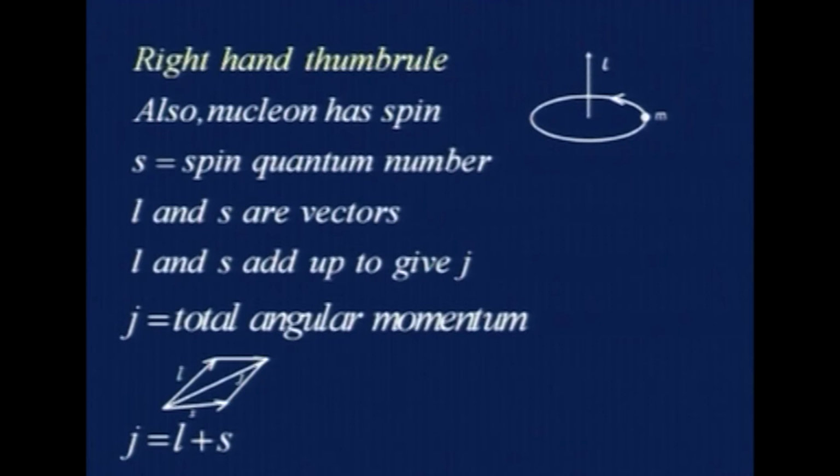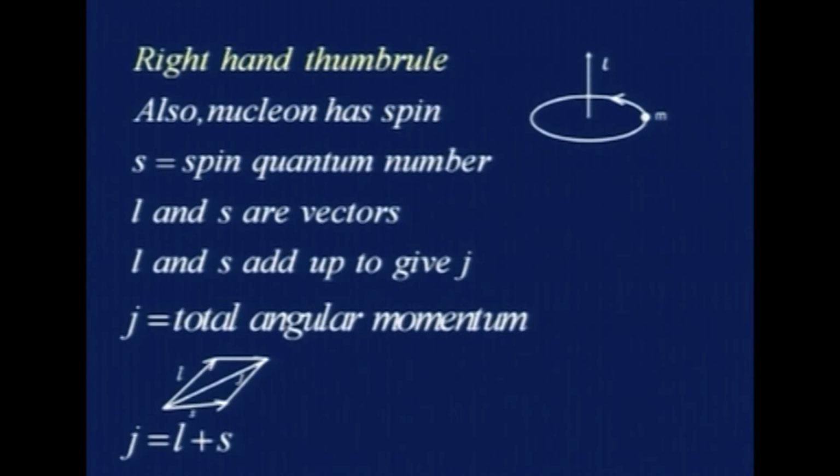So you can just remember it as the right hand thumb rule. If you take your right hand, and the 4 fingers represent the direction of rotation of the particle, then the thumb will represent the direction of angular momentum. That you remember. Now suppose this particle that is moving is a charged particle, I will have angular momentum and also magnetic moment. If it is an uncharged particle, I will have only angular momentum. There won't be any magnetic moment.